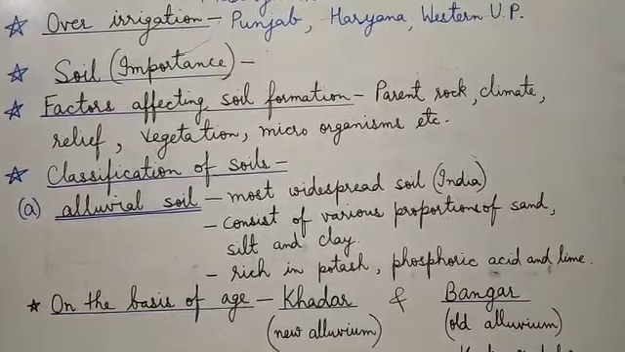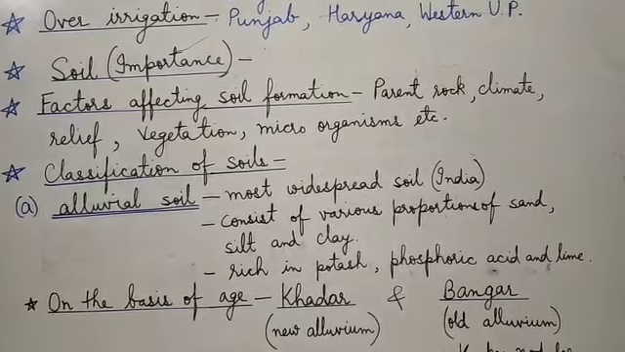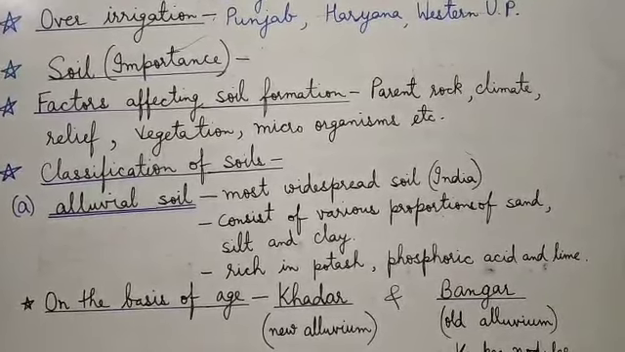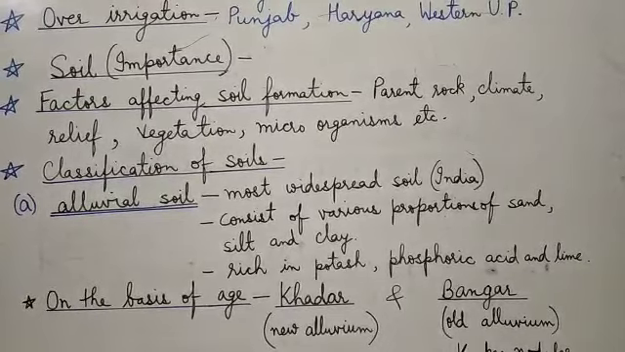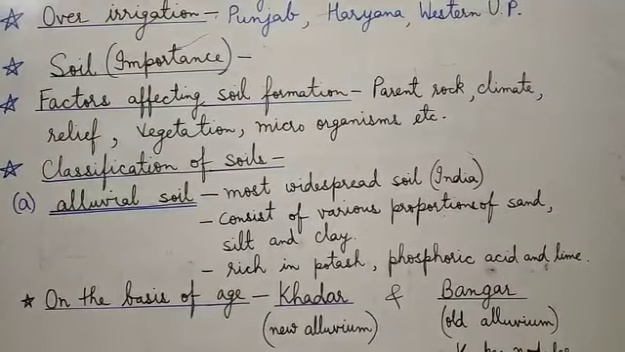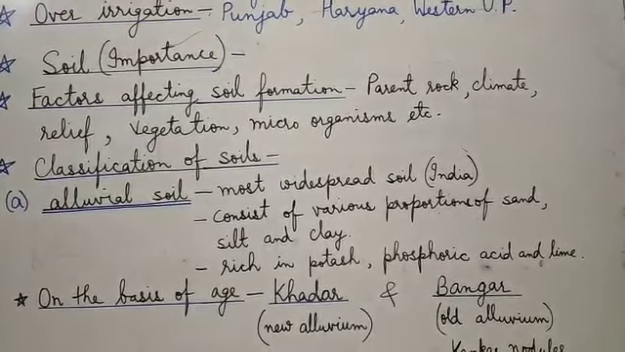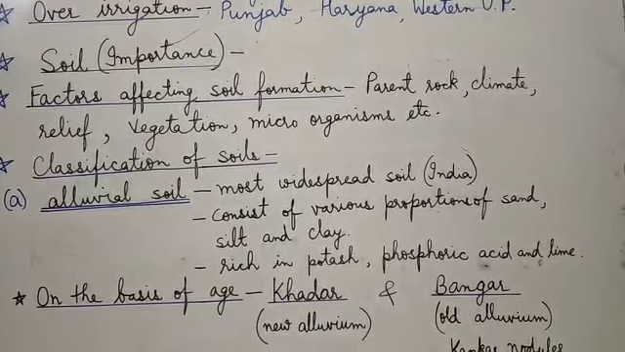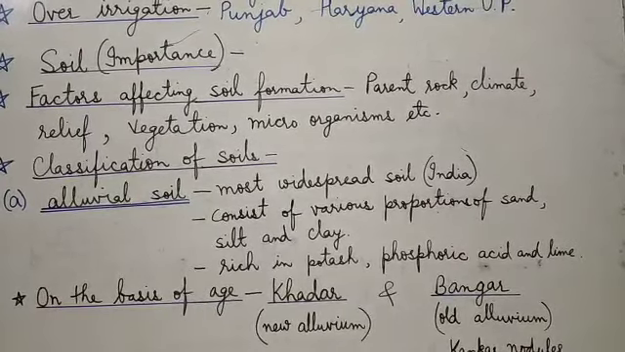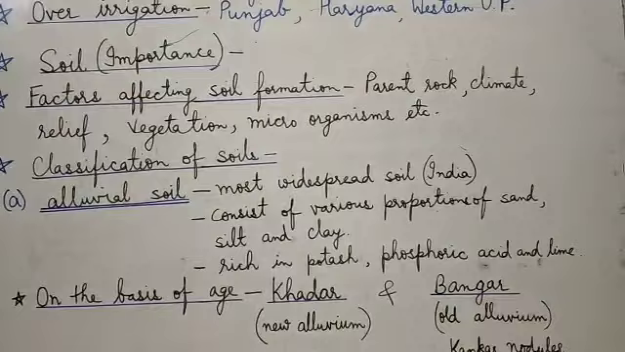Now, the classification of soil. On the basis of the factors responsible for soil formation, the texture, color, thickness, age, chemical and physical properties, soils of India can be of 6 types: the alluvial soil, red and yellow soil, black soil, laterite soil, arid soil, forest and mountainous soil. So we'll start with the most important soil of India, that is alluvial soil.